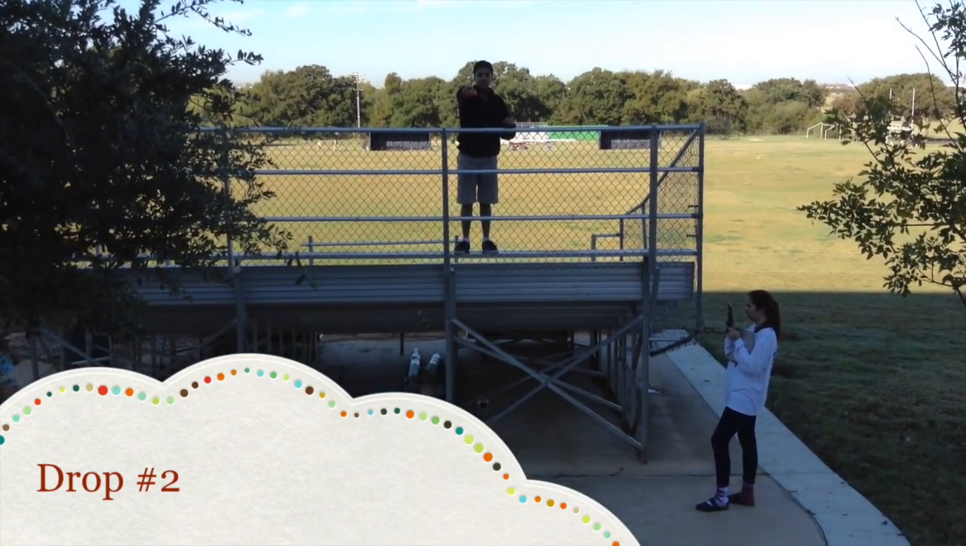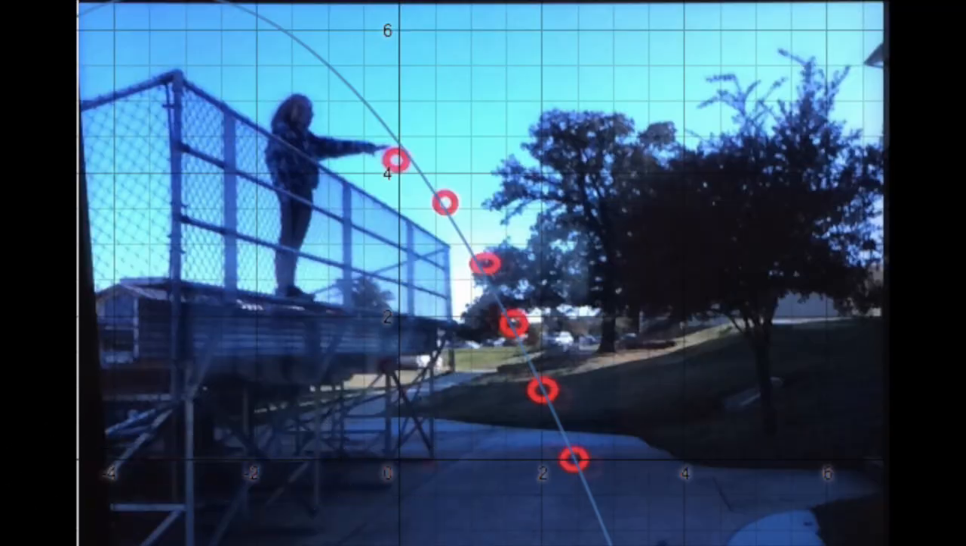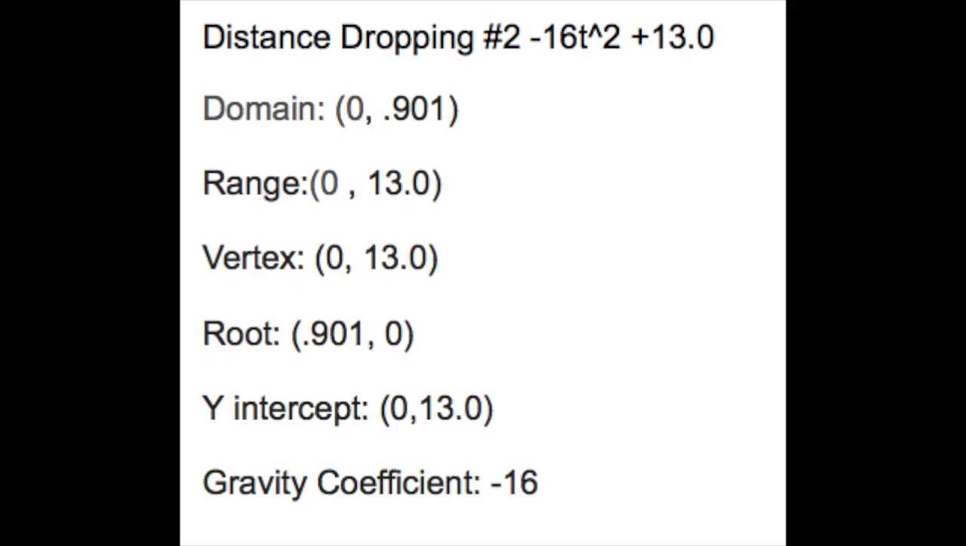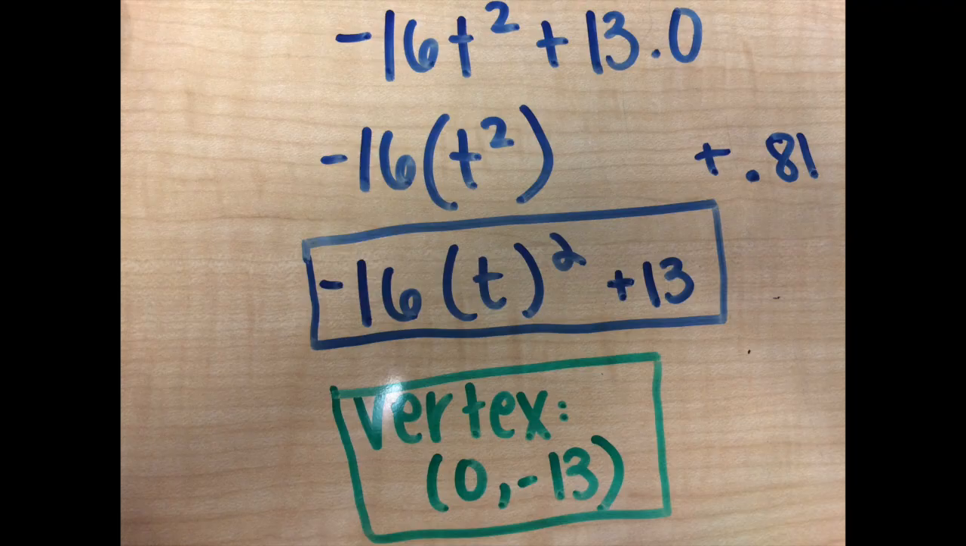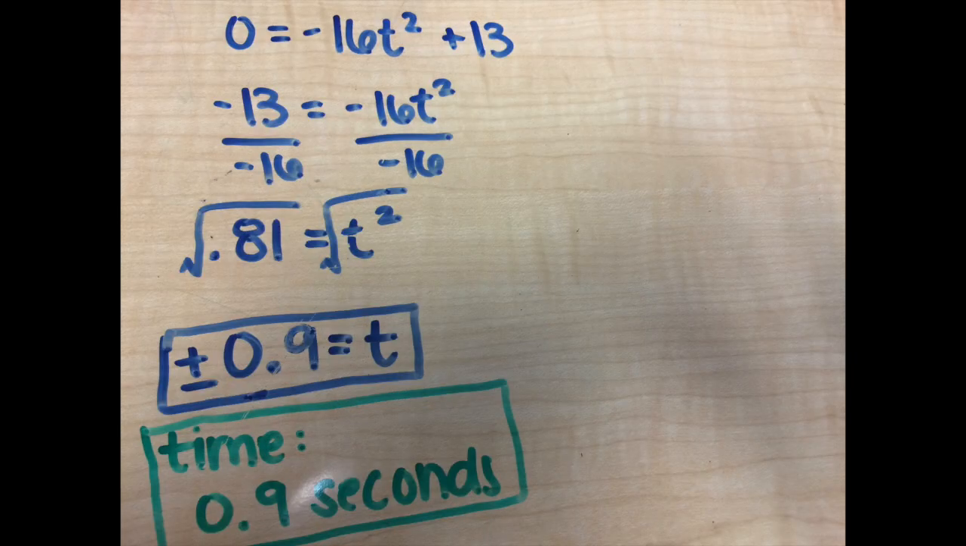For dropping number 2, the equation is negative 16t squared plus 13.0. This is because negative 16 is the gravity coefficient and 13 is the starting height of the pumpkin. Above you can see the domain, range, vertex, roots, y-intercept, and the gravity coefficient of dropping number 2. Here is our work for finding the vertex. Here is our work for finding t.